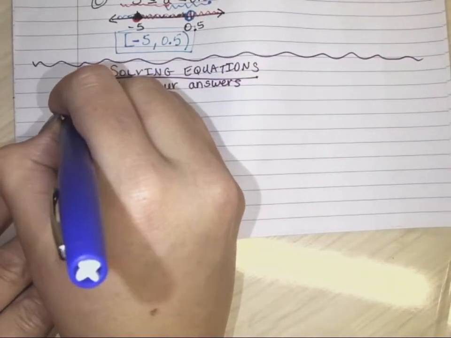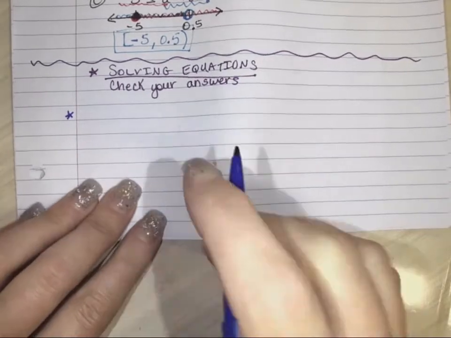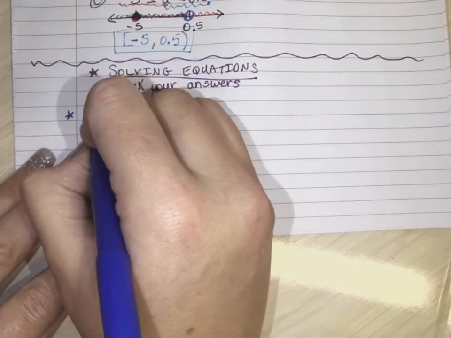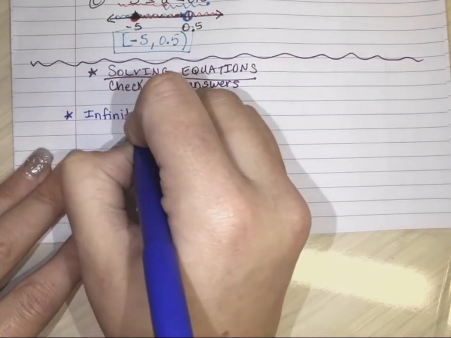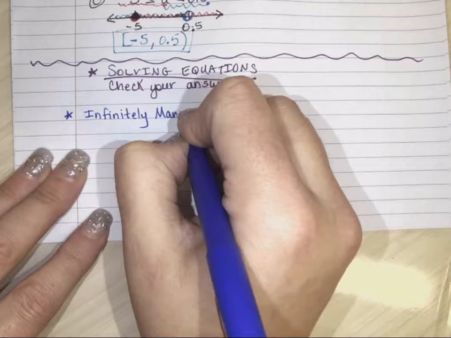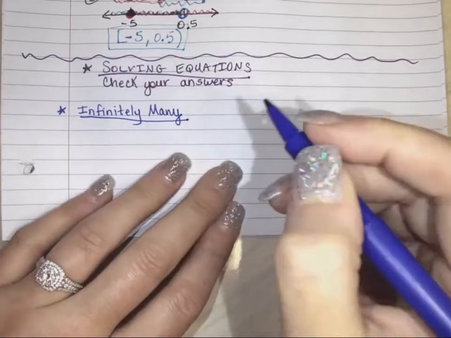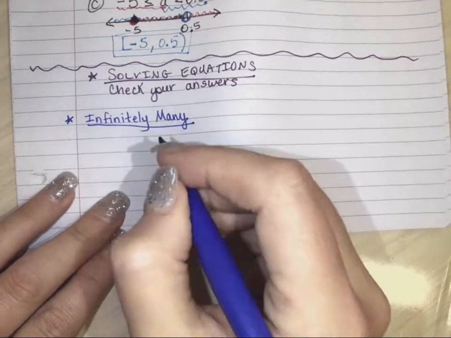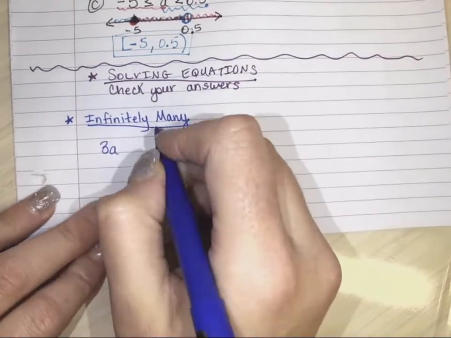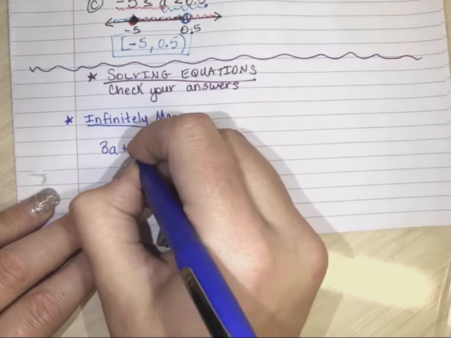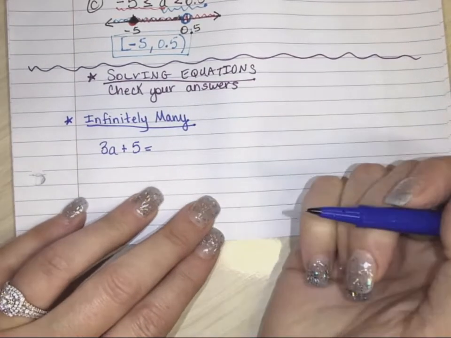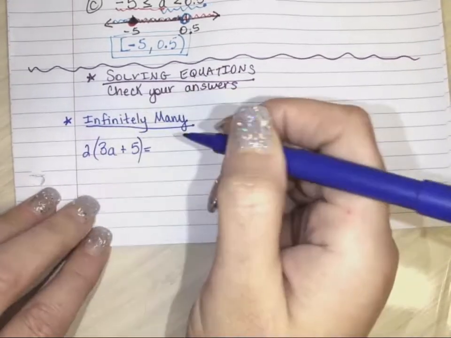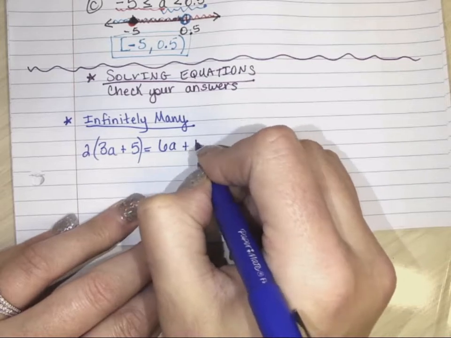So one type is when you get infinitely many. Well, I'm getting ahead of myself. All right, let me back up. So let's say that I've got 3a plus 5, and we're going to multiply that by 2, and then on this side I've got 6a plus 10.